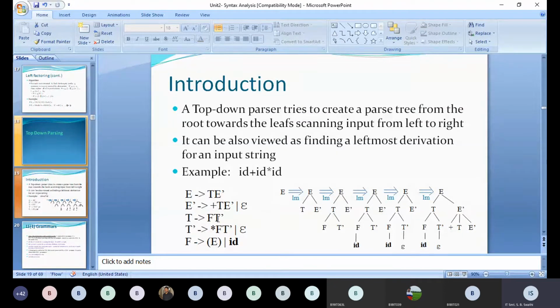Similarly, here we have an example. These are the different expressions which are given to us, and we need to generate this output from the given string. How do we generate this? We are going to take the start symbol. Top-down parsing always starts with the start symbol.